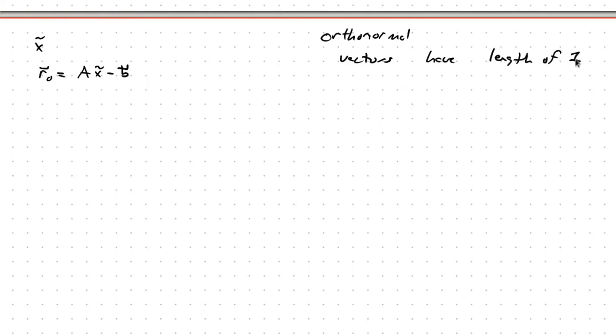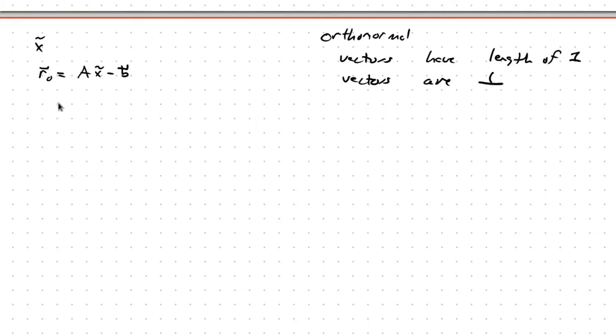So what did I have? I have my initial estimate. I have my initial residual. And so now, what does orthonormal mean? Orthonormal. That means the vectors have a length of 1, and the vectors are all perpendicular to one another.